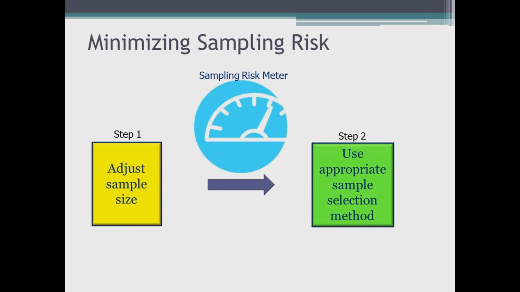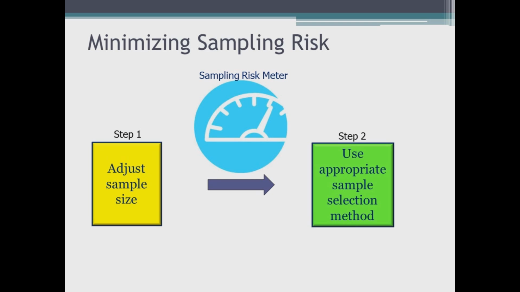Right. The way to minimize sampling risk would be to adjust your sample size, and then use appropriate methods to select your sample. So some of it's going to be driven by the company's systems, or some of it's going to be driven by the auditor's technology. But overall, the auditor has to have a really good understanding of the client's environment, the controls, the documents.